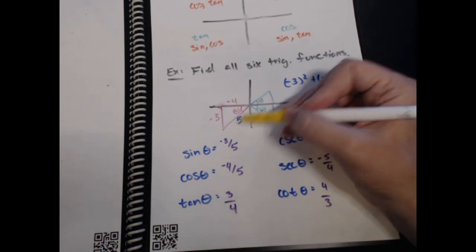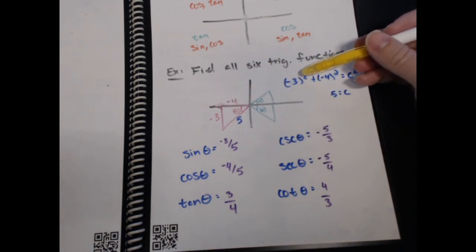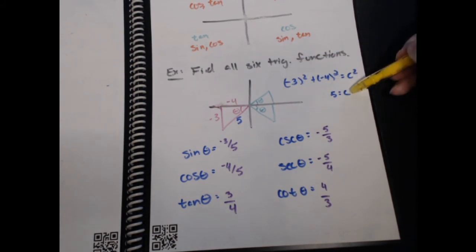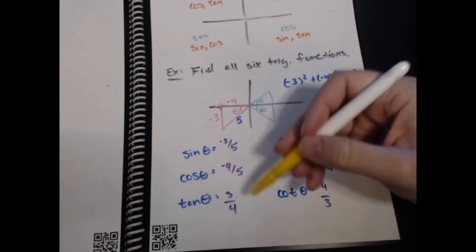If you want to know the hypotenuse, use the Pythagorean theorem: a squared plus b squared equals c squared. You work that out, you get 5. Okay? Then it's just plugging everything in.